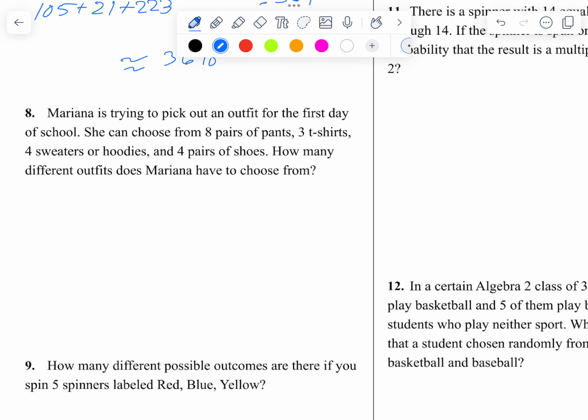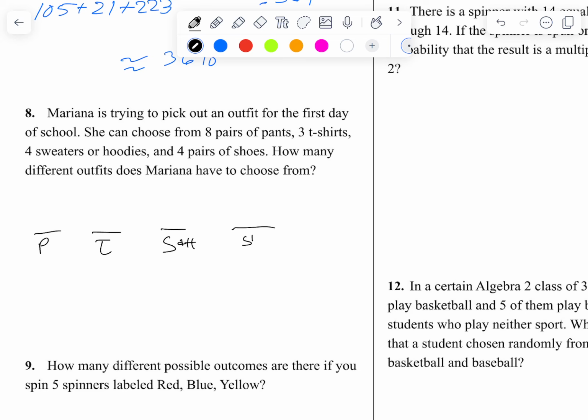Mariana is trying to pick out an outfit for the first day of school. She can wear 8 pairs of pants, 3 shirts, 4 sweaters or hoodies, and 4 pairs of shoes. How many different outfits can she have? Technically, she has 4 things to choose from. The first thing is pants. The second thing is t-shirts. Then it's sweaters and hoodies.